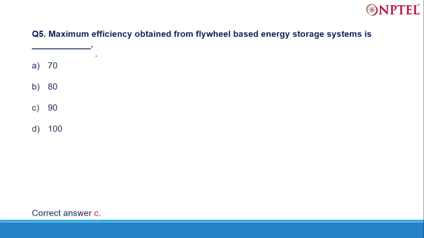Now again a conceptual question. The maximum efficiency obtained from a flywheel based energy storage system is? You should know about different storage systems and how much maximum efficiency they can give. Flywheel based energy storage being a mechanical system, you always see that mechanical systems generally have very low efficiency. But the flywheel storage system has 90% efficiency. That's why it is utilized in the IC engine.